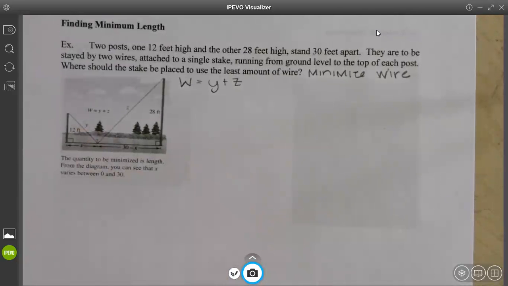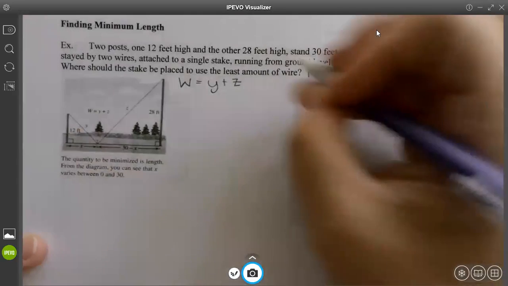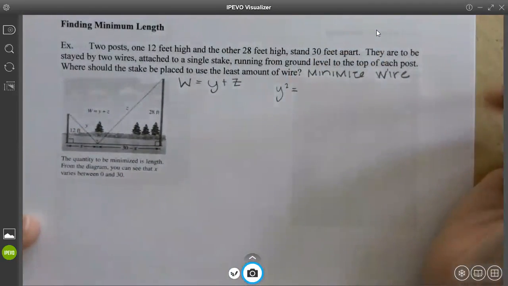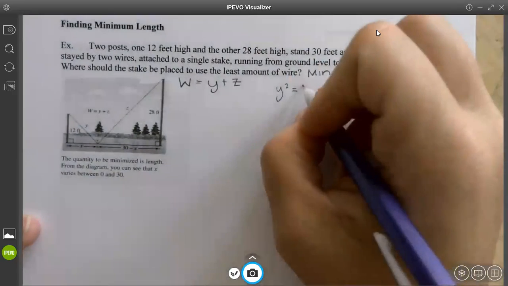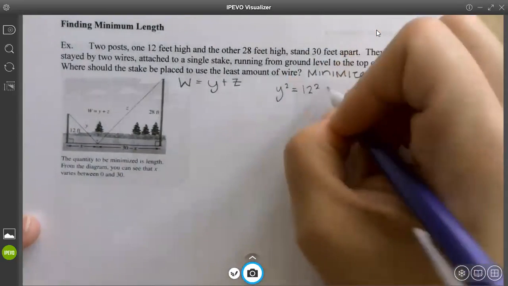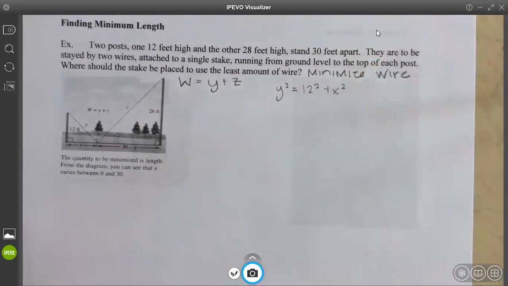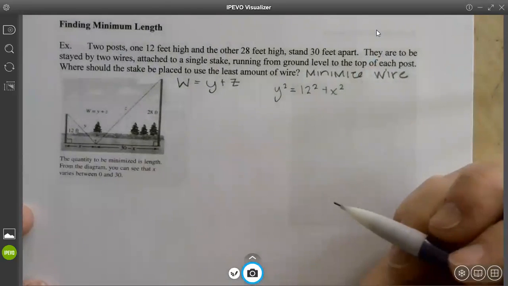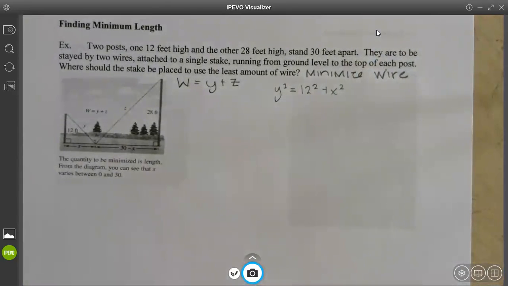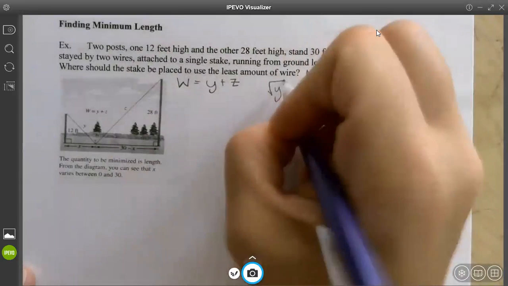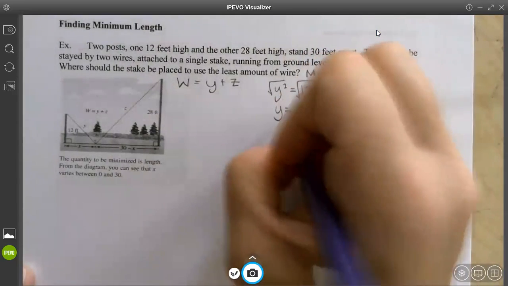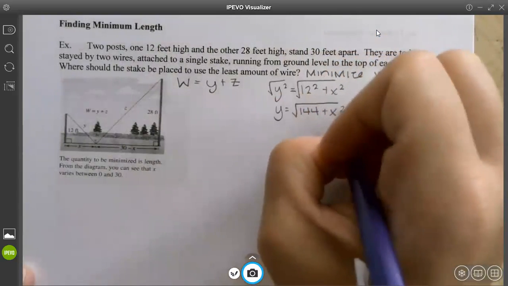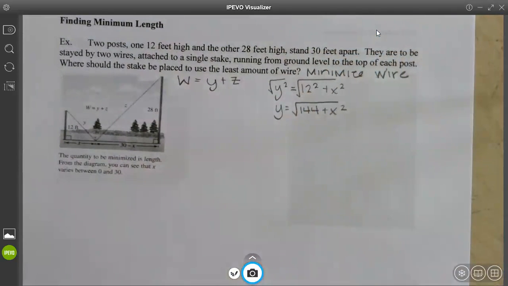They set it up into right triangles to find Y. We're going to do Y squared equals. How do we find Y? Perfect. We're going to solve that for Y. How do we do that? Guys, come on. This is algebra. Square root. So Y is going to be the square root. I'm going to write it out: 144 plus X squared. That's the easy one.